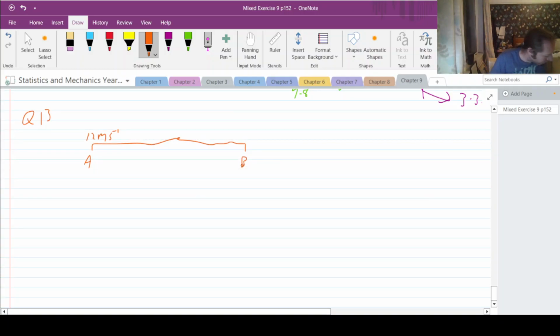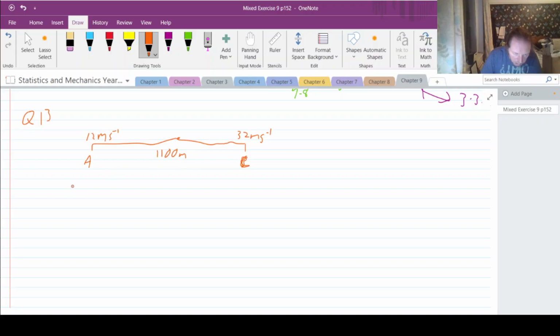The car passes checkpoint A and another checkpoint C with a speed of 32, and not B. All right, 32 meters a second. The distance between A and C is 1,100 meters. Find the time taken by the car to move from A to C.